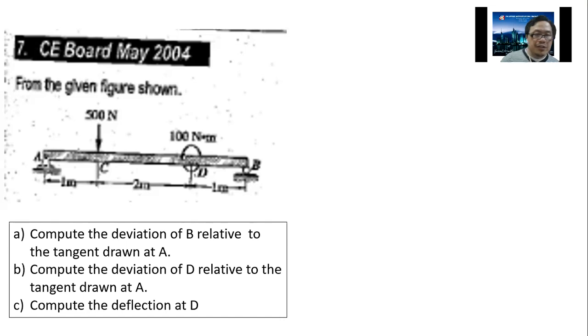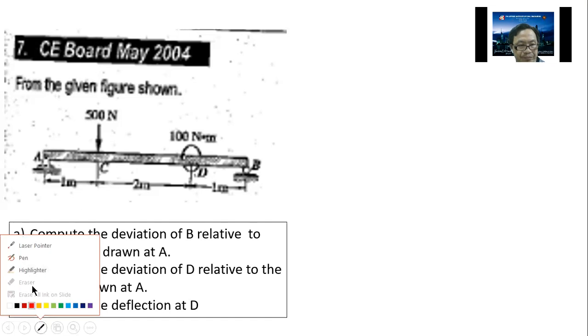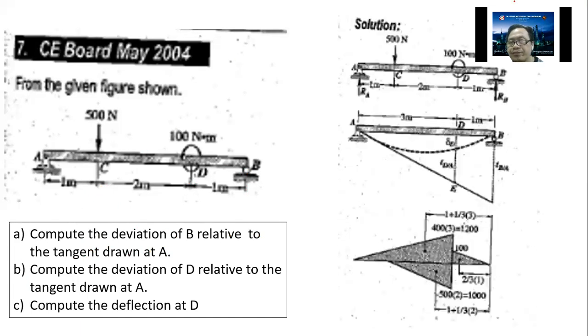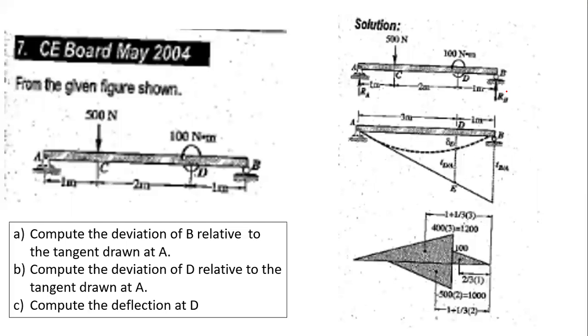This is, okay, let's read. Compute the deviation at B, ito, mula daw dito. Compute the deviation of B relative to the tangent drawn at A. So ito yan, ano? So ito yung tinatanong dito. Deviation at B, nag-create ka ng ito yung elastic curve mo. You project a line coming from here, going there. So ito yung deviation at B coming from A. Ito yung tinatanong sa first question.